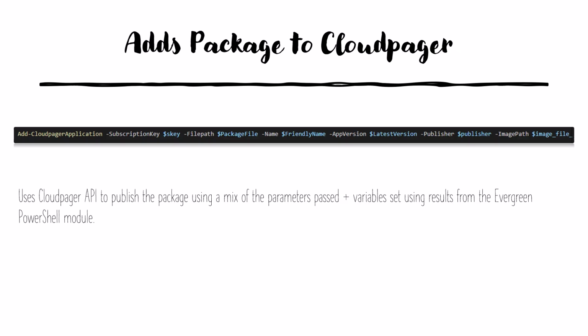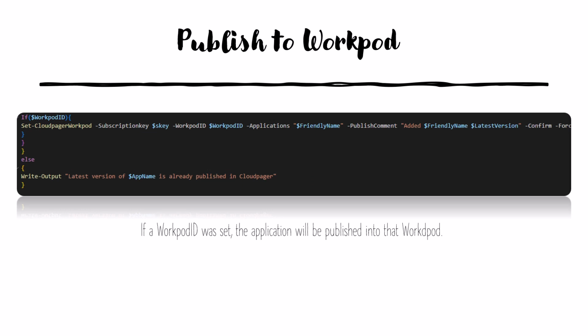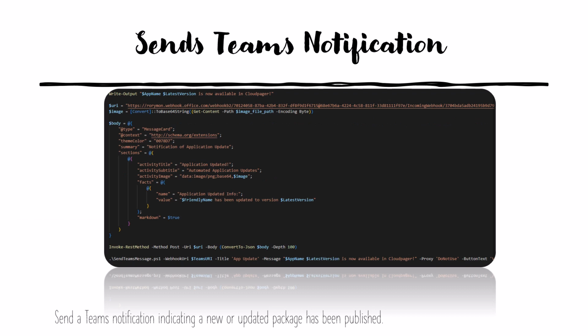In my script, I use the CloudPager API to then publish and upload it to my CloudPager tenant. If the workpod parameter has been passed, it will go ahead and automatically add this application with the comment for tracking purposes to my workpod of choice. And one of the final steps, it's going to send a Teams notification if I have provided a Teams channel URI. At this point, let's continue my demo.